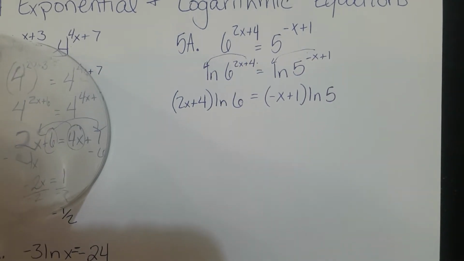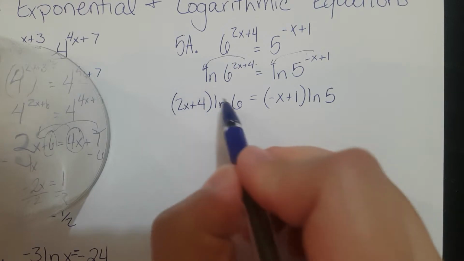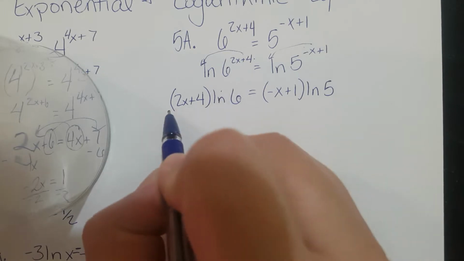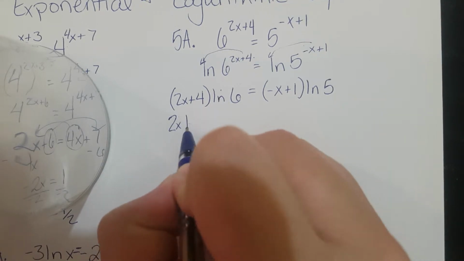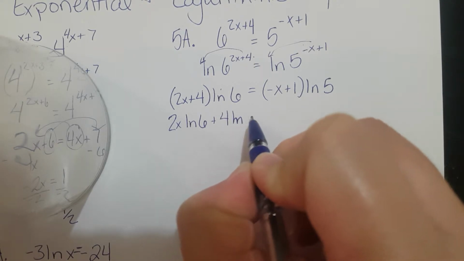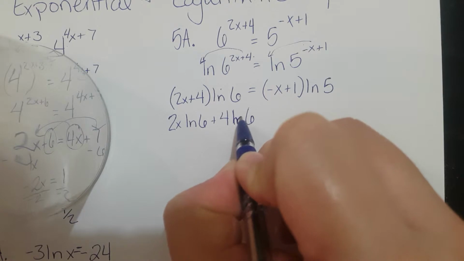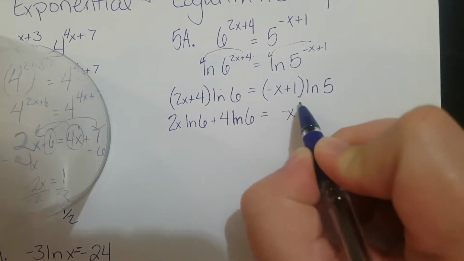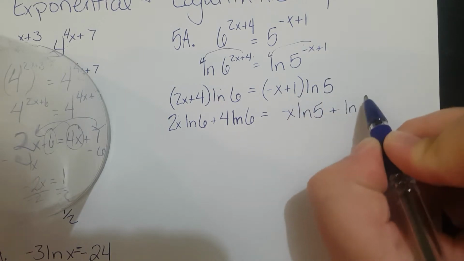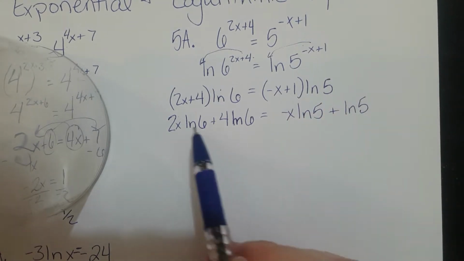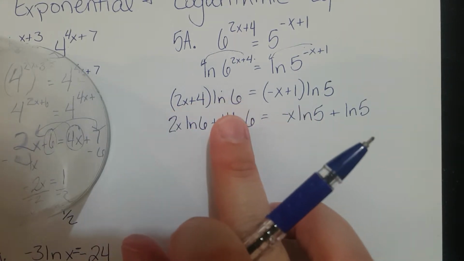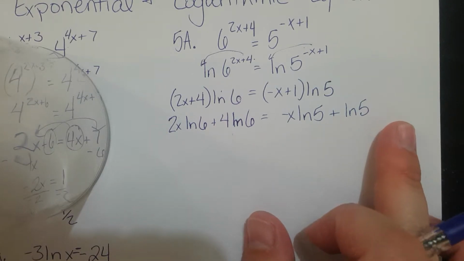Okay. From there, you're just going to expand so that you have all the parts. So in this case, I'm going to have 2x ln 6 plus 4 ln 6. On this side, I'm going to have negative x ln 5 plus 1 ln 5, so I'll just write ln 5. Now, our goal is to solve for x. So what we need to do is get all the terms with x on one side and all the terms that don't have x on the other side.